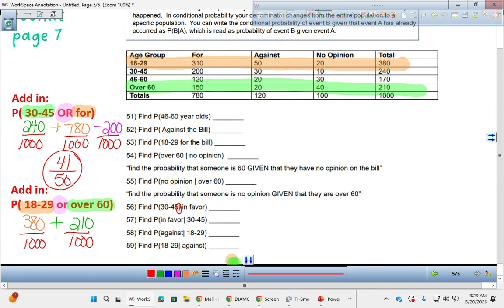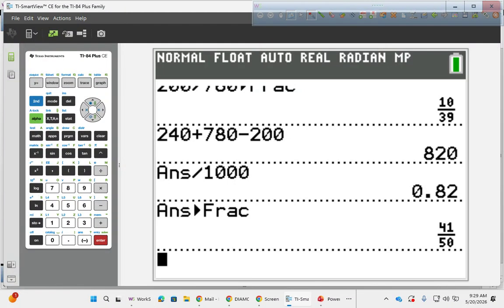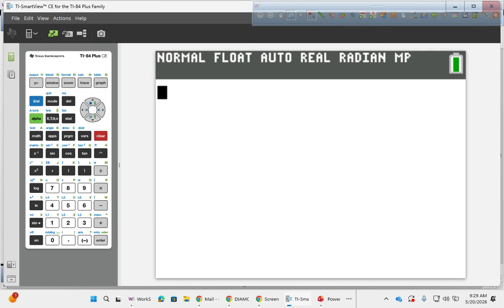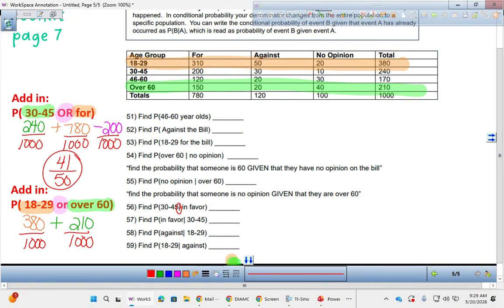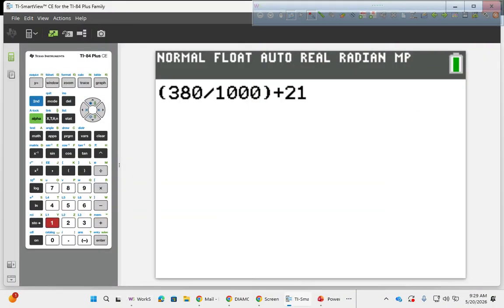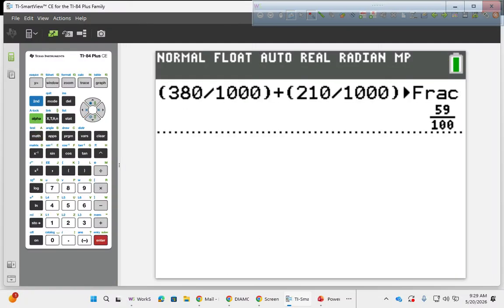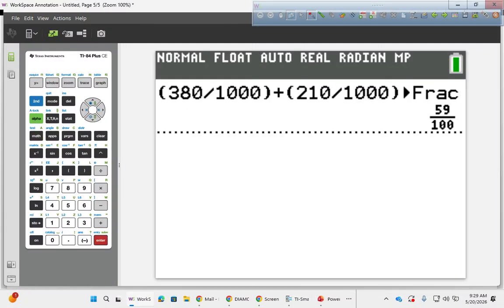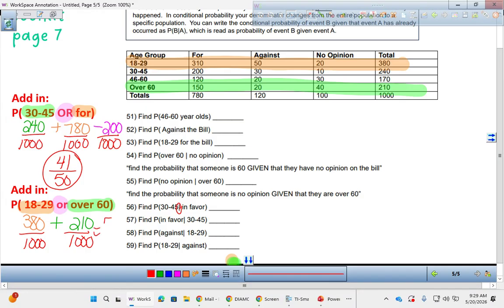All right, so 380 over 1,000 plus 210 over 1,000. Math, enter, enter. 59 over 100 is the answer to this one.